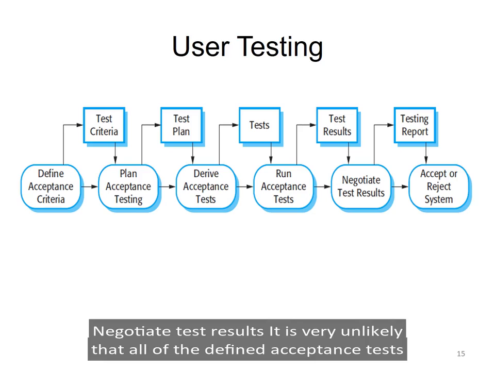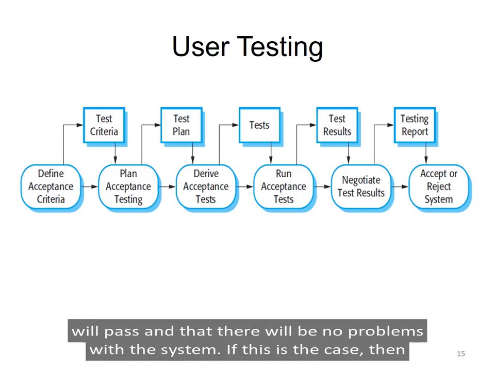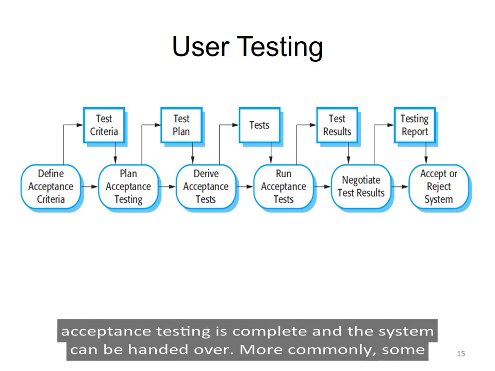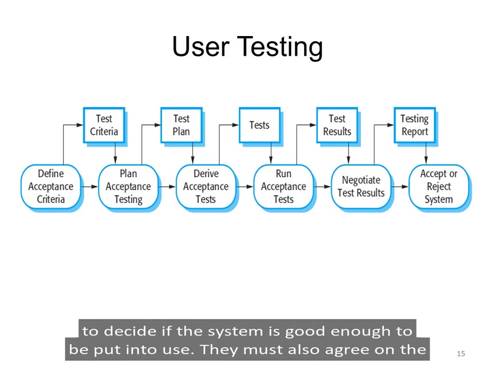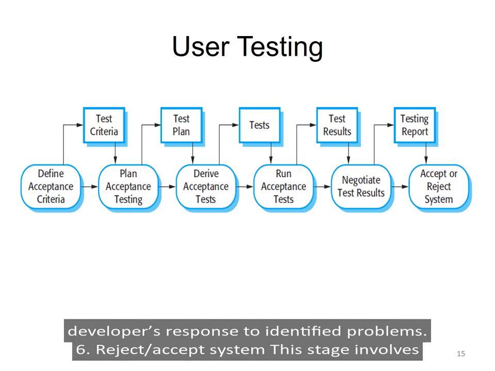Number 5, negotiate test results. It is very unlikely that all of the defined acceptance tests will pass and that there will be no problems with the system. If this is the case, then acceptance testing is complete and the system can be handed over. More commonly, some problems will be discovered. In such cases, the developer and the customer have to negotiate to decide if the system is good enough to be put into use. They must also agree on the developer's response to identified problems.